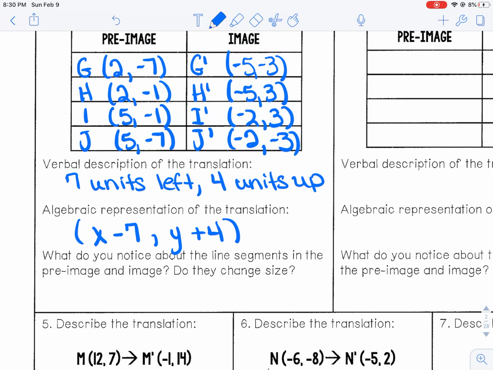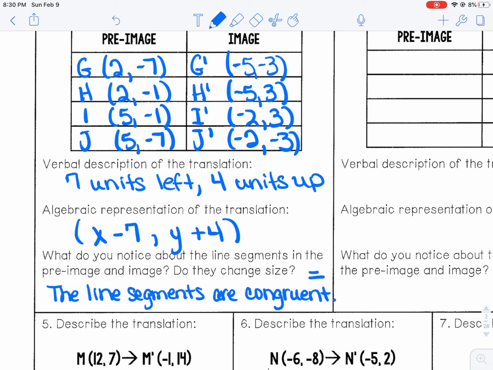Okay, so we would say the line segments are congruent. That means equal size and shape. We even have a fancy little symbol for that. So it looks like an equal sign with a little wavy mark on top. Let's see if we can do that again.